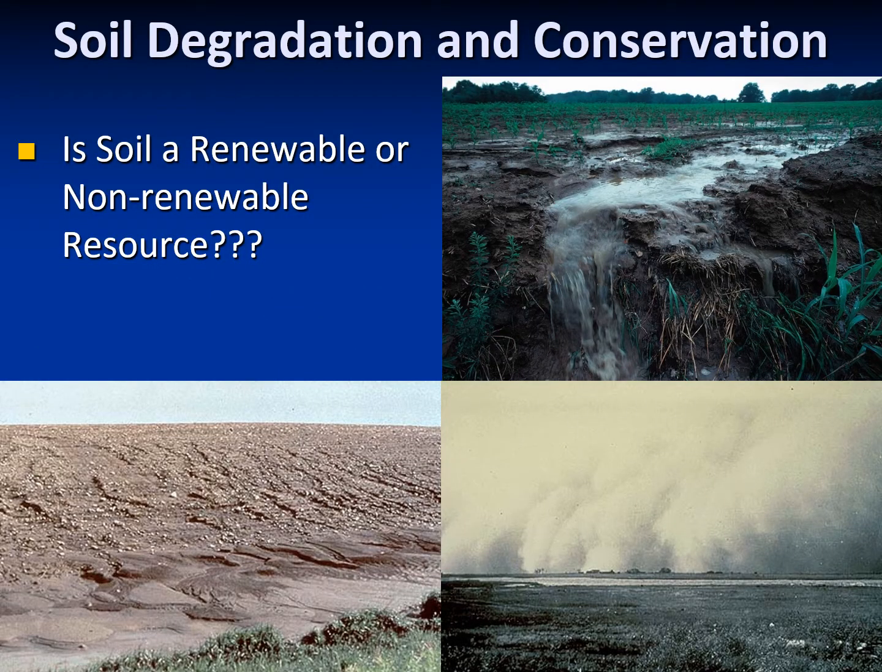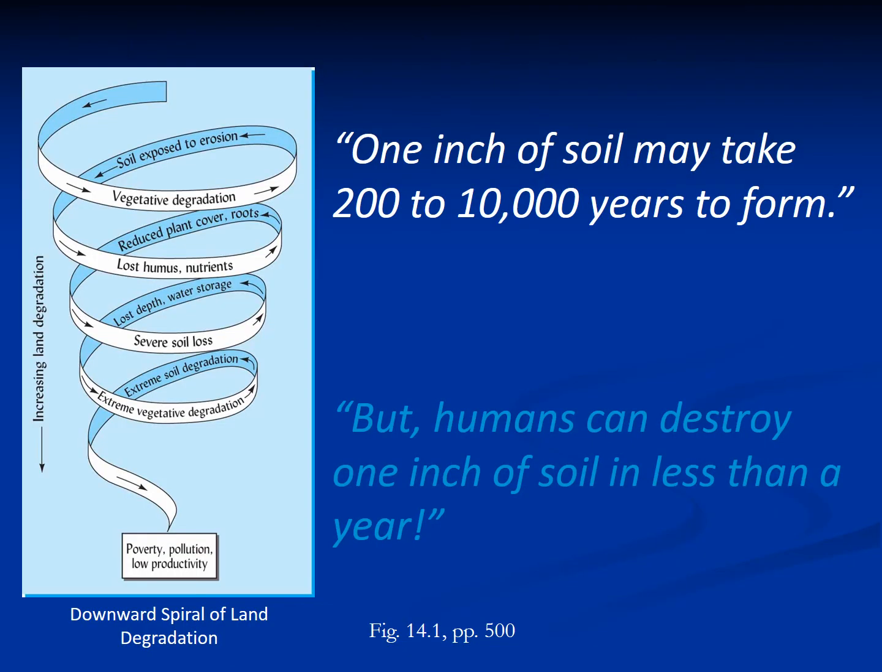So first, I pose to you the question, is soil a renewable or a non-renewable resource? Take a second to think about that. Do you think soil is a renewable or a non-renewable resource? It's actually a non-renewable resource because 1 inch of soil can take 200 to 10,000 years to form, but humans can destroy 1 inch of soil in less than a year. In fact, we're destroying soil at significantly greater rates than it's being formed, and this is causing mass land degradation across the globe. This is especially concerning.